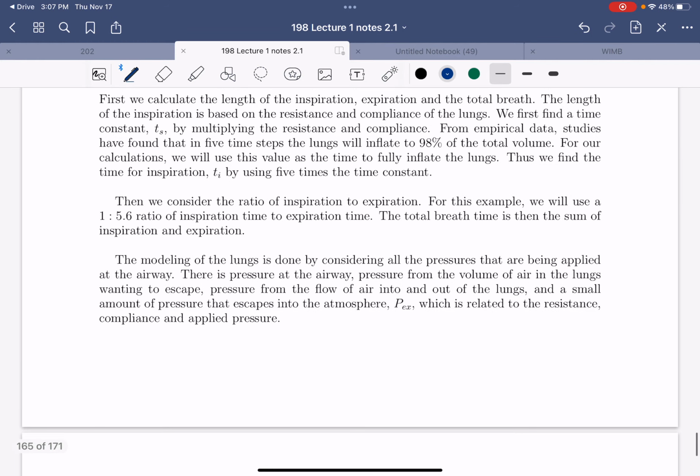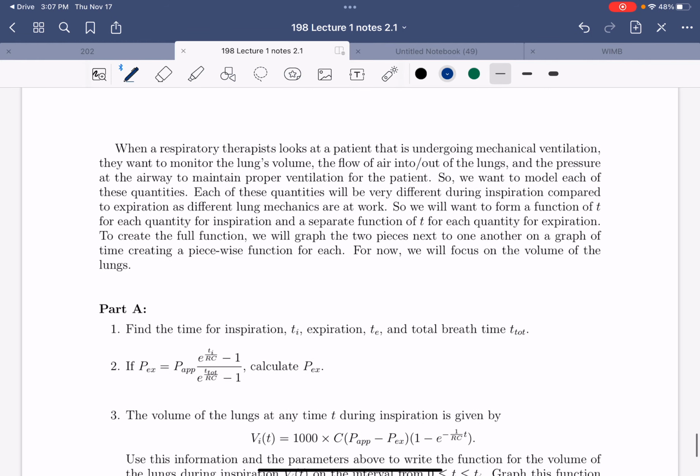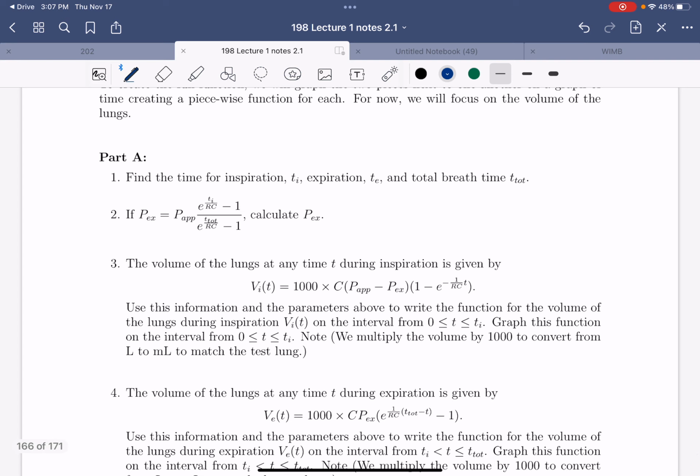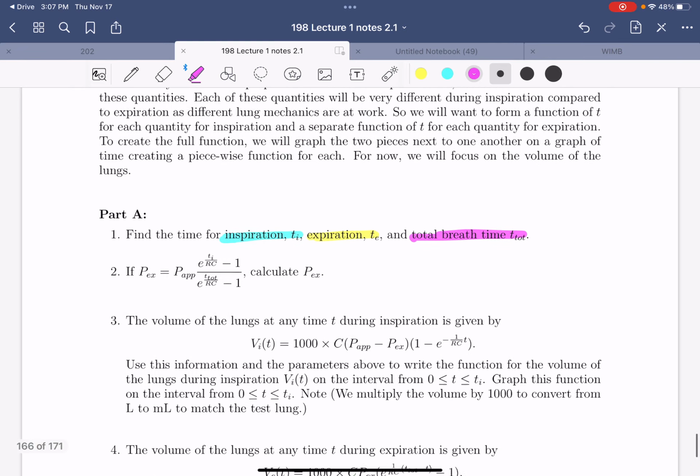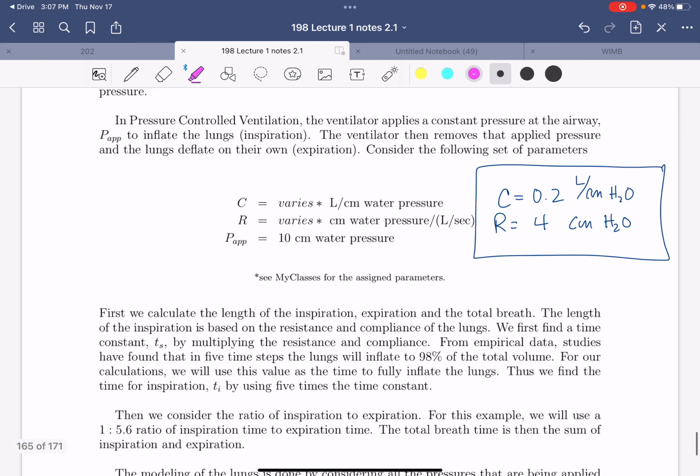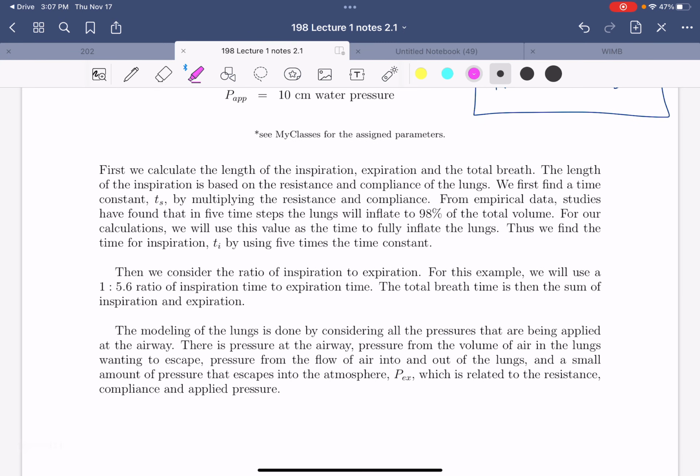Okay. So I've read through this twice, which is what I would suggest you do. And then we're going to start to answer questions. So we're going to start here. Find the time for inspiration, TI, expiration, TE, and total breath time, T total. I'm going to go back to the words and see where they describe that. Keep in mind that TI is the time it takes for you to fill up your lungs, from the beginning of your breath to when your lungs are full. It says, first we calculate the length of inspiration, expiration, and the total breath. This is an indicator that this is what I want. The length of time of inspiration is based on the resistance and the compliance of the lungs.